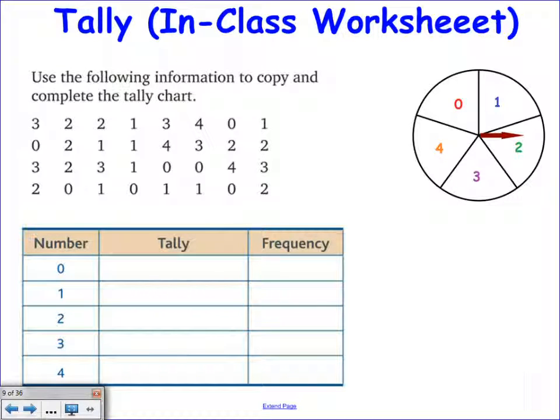So I've given you some raw data, and the raw data represents me spinning a wheel on a selector. And every time it lands on a number, I record the number. So 3, 2, 2. So I want you to complete the tally and give me the frequency.